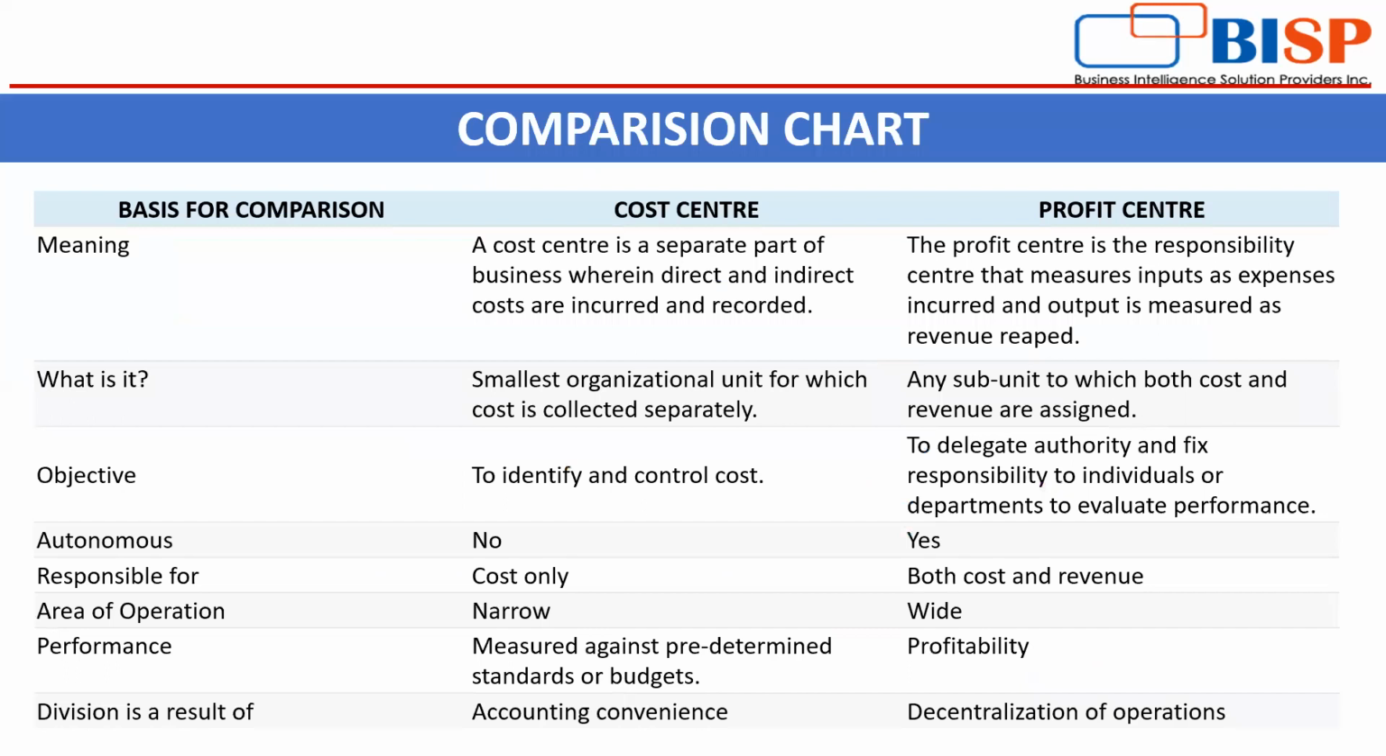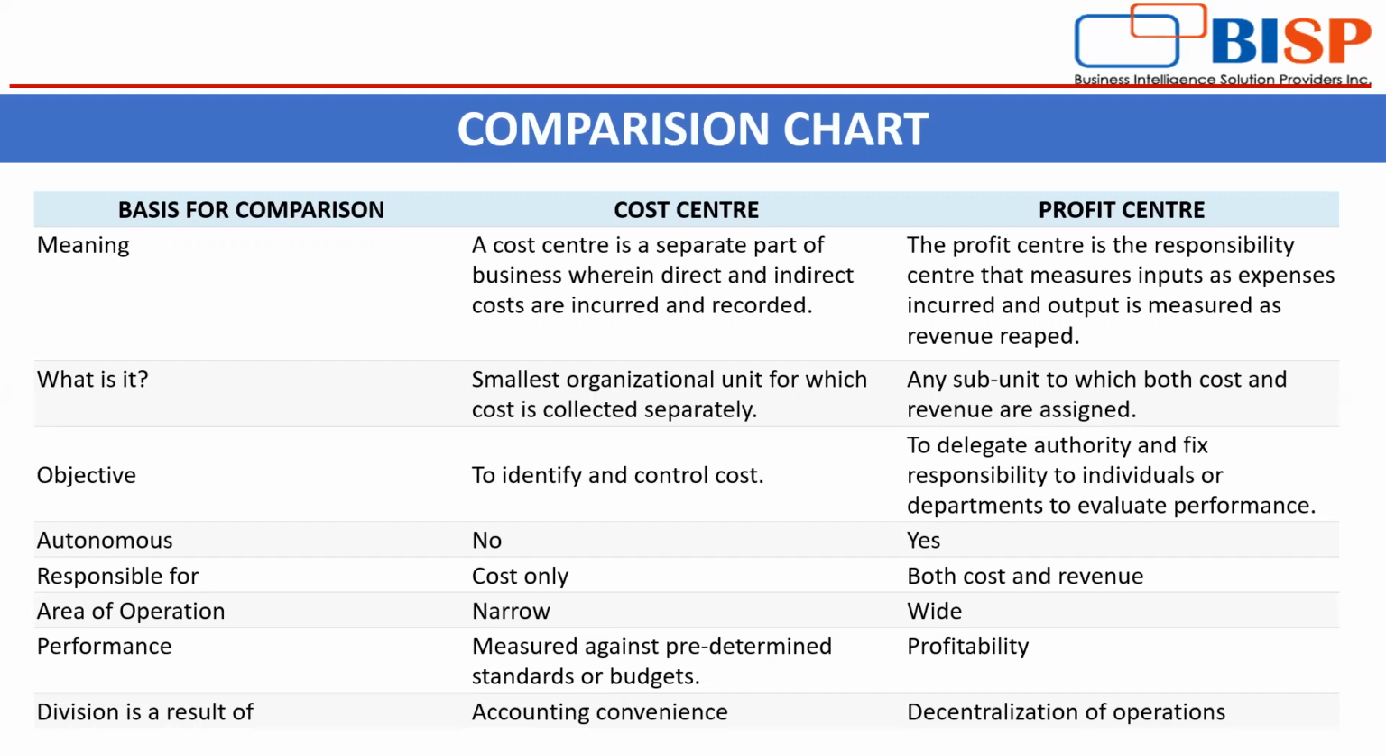Okay. So our basis for comparison: cost center and profit center. So now what is the meaning of cost center? A cost center is a separate part of business wherein direct and indirect costs are incurred and recorded, while the profit center is the responsibility center that measures inputs as expenses incurred and output is measured as revenue reaped.